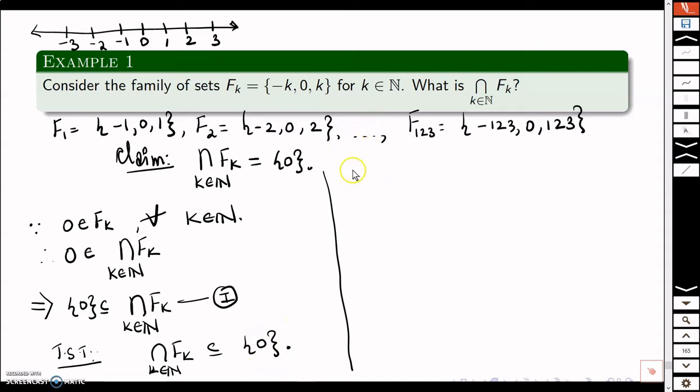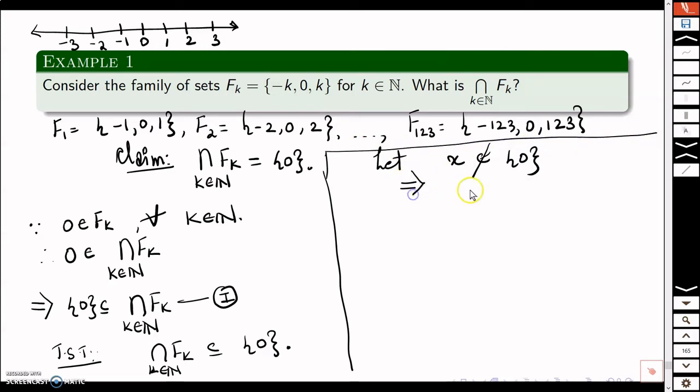So let me start with a point. Suppose a point x does not belong to the singleton set 0. Because it is not there in the singleton set 0, I can conclude that x is a non-zero element, right? x is some non-zero element. Now, because our universal set here is the set of integers, this k will be a non-zero integer.